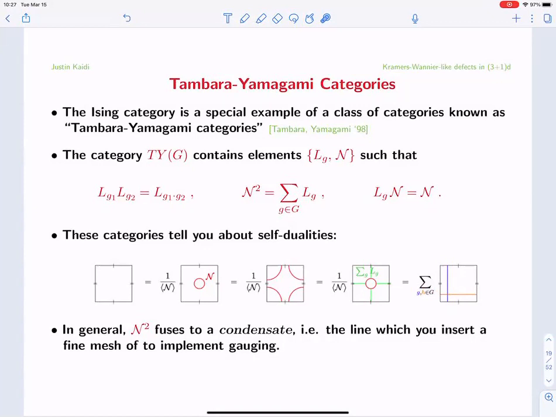Okay. So thus far, hopefully I've reviewed for you the fact that in 2D, the most general notion of a symmetry is captured by a fusion category. An interesting example of a fusion category, or really fusion ring, is the Ising fusion ring, which has this Kramers-Wannier defect N, which tells you about self-duality.